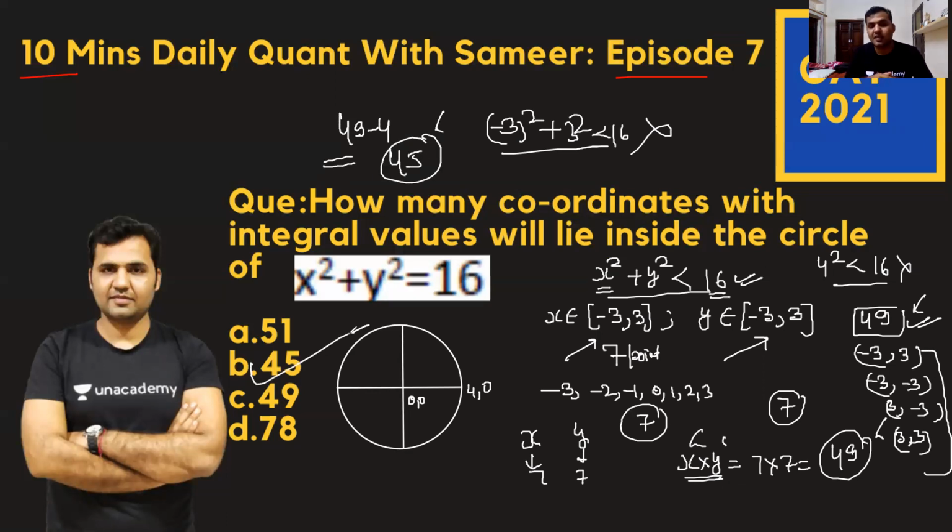So straight away you can say the answer to the question will be option number B, right? This is how you can solve a question like this.